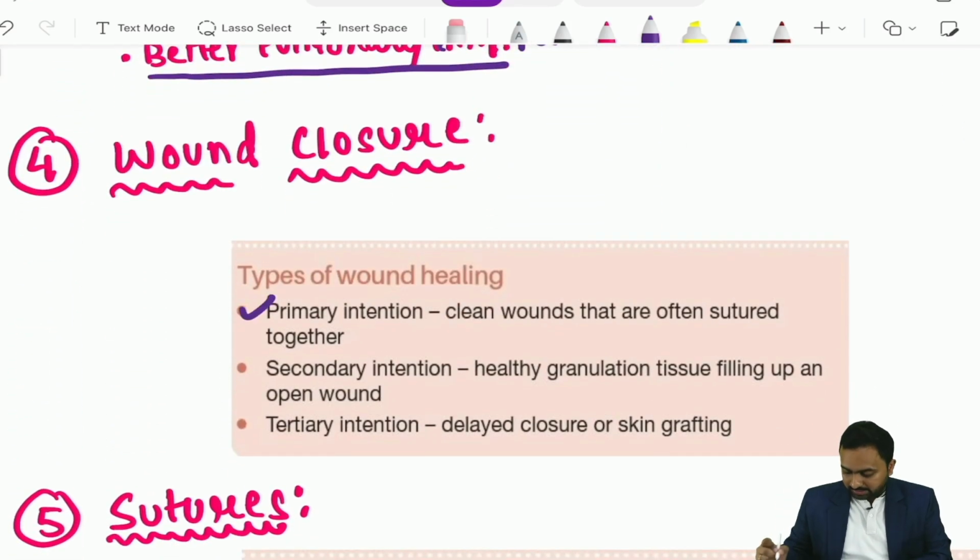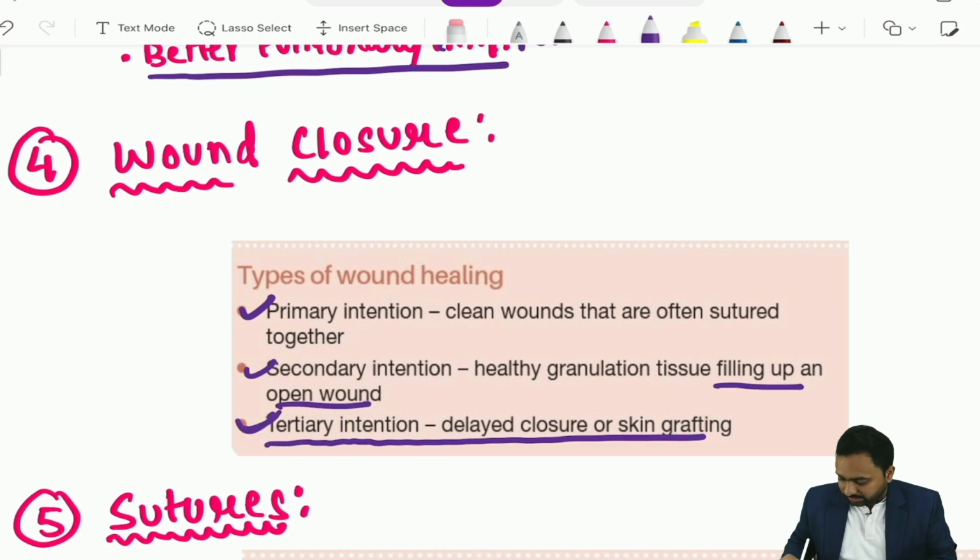Now regarding your wound closure, there are three types of wound healing that we can expect. One is primary intention. These are the clean wounds that are often sutured together. Then you have your secondary intention, that is healthy granulation tissue filling up an open wound. Then we have tertiary intention, which is your delayed closure or skin grafting.